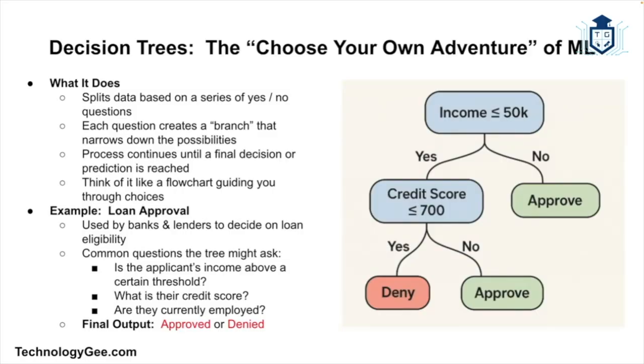Do they own a car? Do they have a job? It just keeps branching until it makes a decision or a prediction. And a real life example of this will be a loan approval system. It might include questions like your income level, your credit score, or your employment status. Basically the tree is going to lead you to a yes or no at the end of all of this to approve a person for a loan or not.